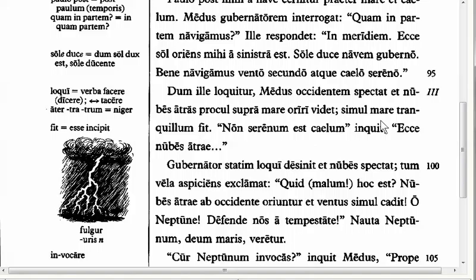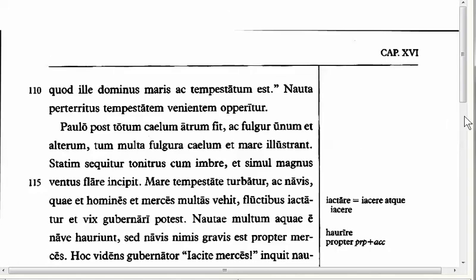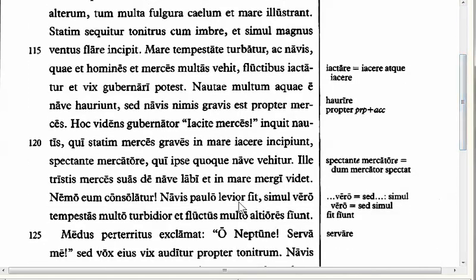So the next feature is in line 123. And here we have navis Paulo levior fit, simul vero tempestas multo turbidior, et fluctus multo altiores fiunt. So the ship is made lighter by a little bit. Here is another example of degree of difference. Before we saw Paulo post, afterward by a little bit. Here we have lighter by a little bit. We would say a little bit lighter. The Romans said lighter by a little. So the ship is made lighter by a little, or a little bit lighter.